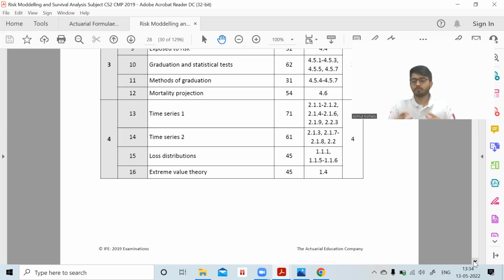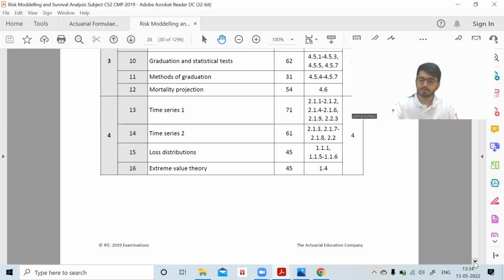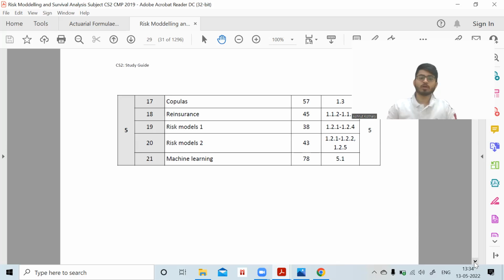And you might again come up with topics like maximum likelihood estimation, method of moments, censoring, things which you already had studied in CS1. Then we have extreme value theory again, and then finally we have copulas, reinsurance, risk modeling, and machine learning. Reinsurance, fundamentally, I would say, is the most important topic, keeping in mind its application in the general insurance industry, even life insurance.